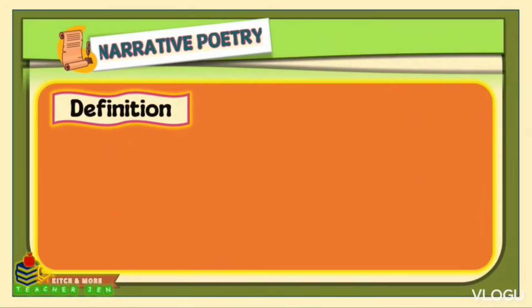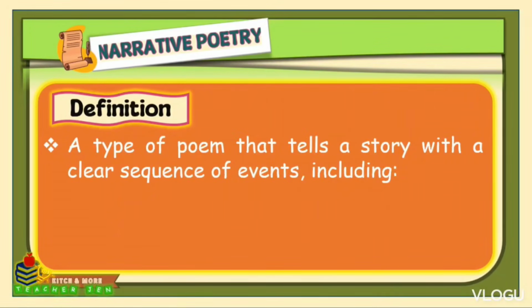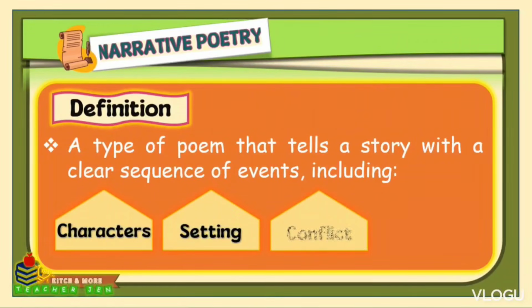A narrative poem is a type of poem that tells a story with a clear sequence of events, including characters, setting, conflict, and plot. A narrative poem tells a full story, which means it doesn't just share feelings, it takes you on a journey.